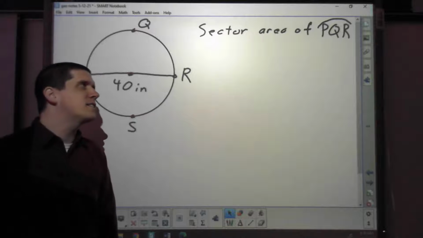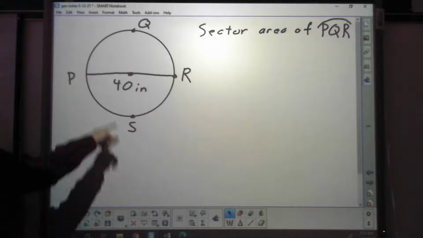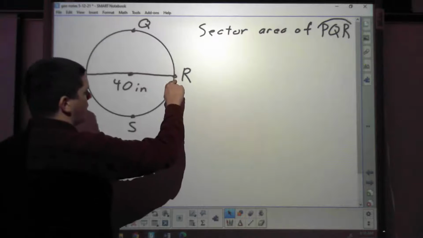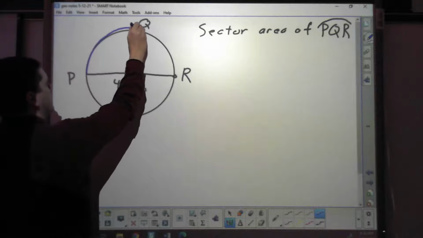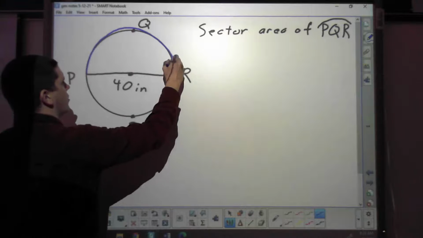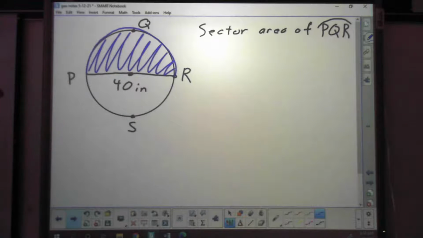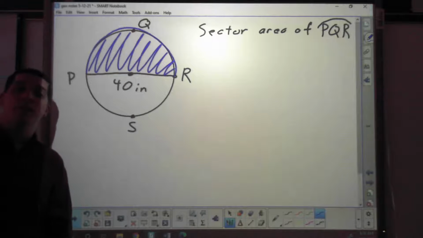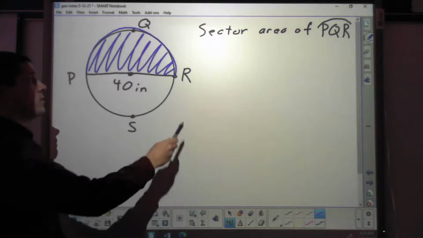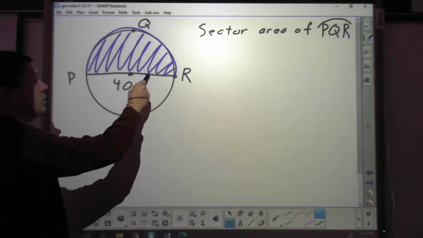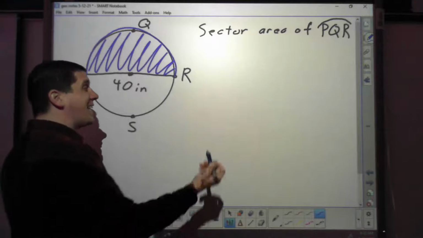All right, now we have the sector area of PQR. So we got P, Q, and R. We're talking about this arc right here. There's a few ways that you can think about this. One, I can say, okay, I need the arc measure. Well, if this is a diameter, what would that measurement be? Well, that would be 180.